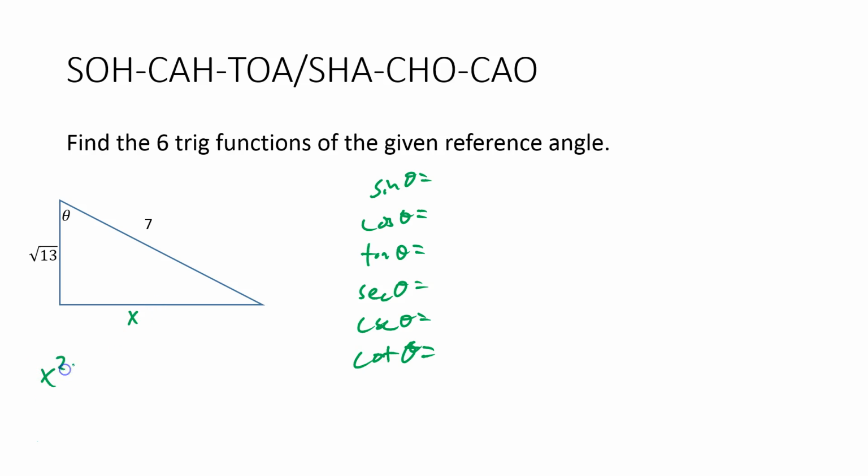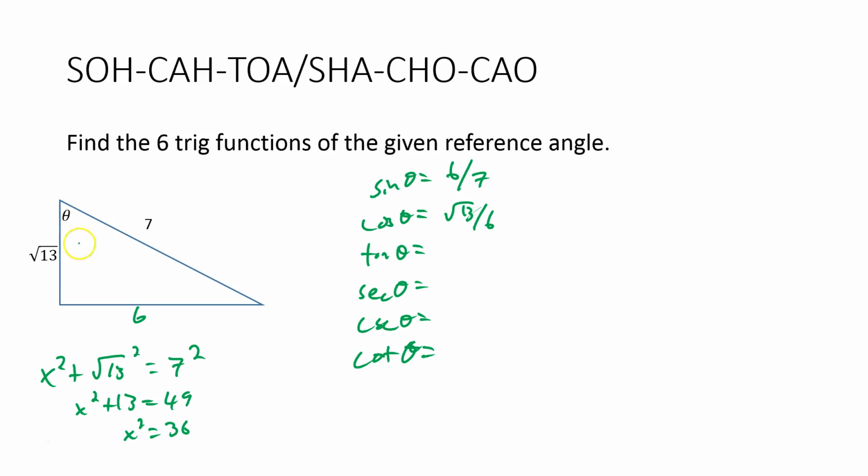So we got x squared plus root 13 squared equals 7 squared. So that's x squared plus 13 equals 49. Subtract, we got x squared equals 36. Yeah, that's nice. X is 6. So sine, opposite over hypotenuse, 6/7. Cosine, adjacent over hypotenuse, root 13 over 7. Tangent, opposite over adjacent, 6 over root 13.